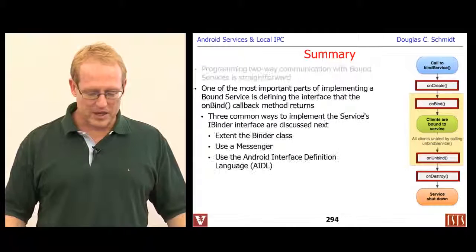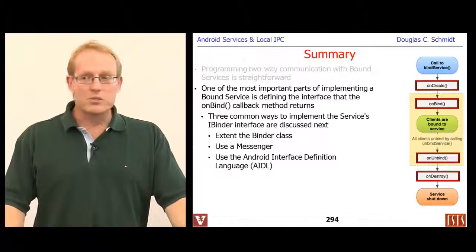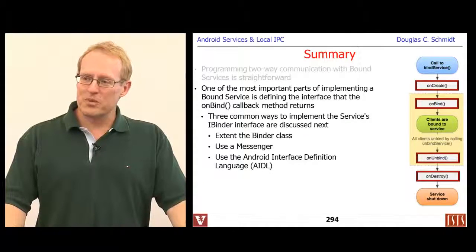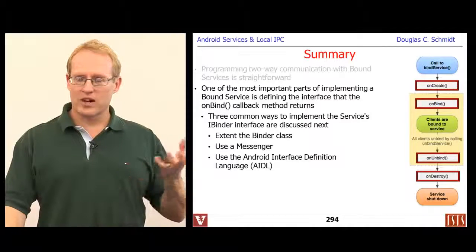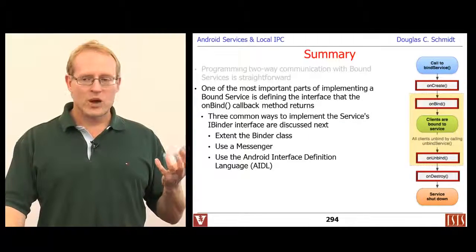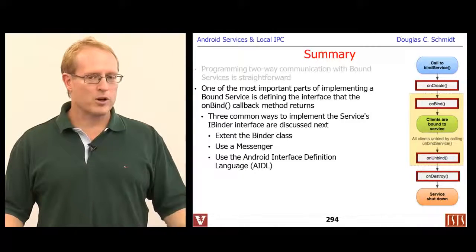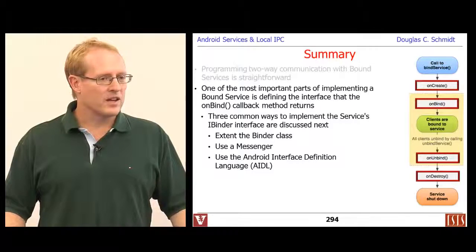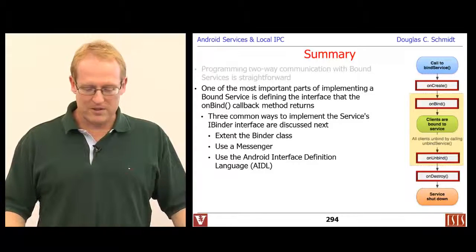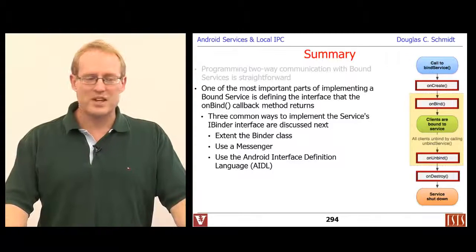One of the most important things when you play with bound services is figuring out what kind of interface or interaction you're going to support when you return the appropriate binder object from the onBind method. And we'll see later there's a bunch of different variants that you can do to manage this.